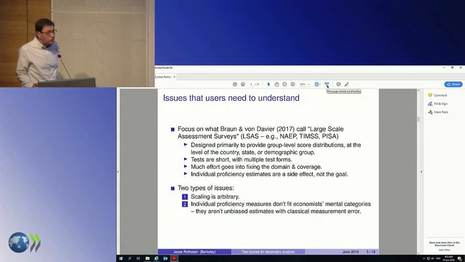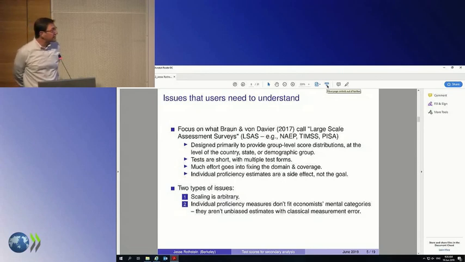So I'm going to focus on two issues. Again, I'm not the only one talking about these today, so I'm going to try to preview others. One is that the scaling of these tests is arbitrary. And that's not in any way a criticism of the test makers. The scaling of any test is arbitrary. This is a fundamentally unidentified problem. And so we have to make decisions there, and we ought to be aware of that.